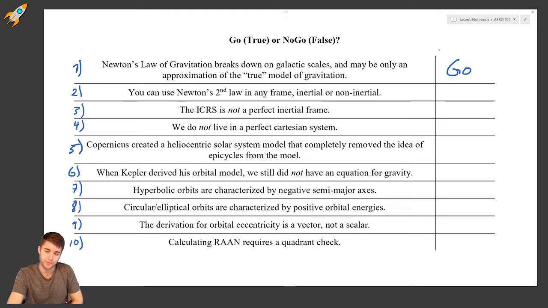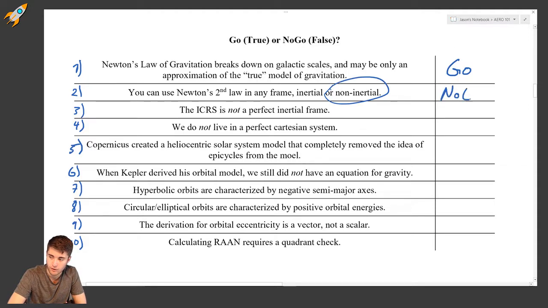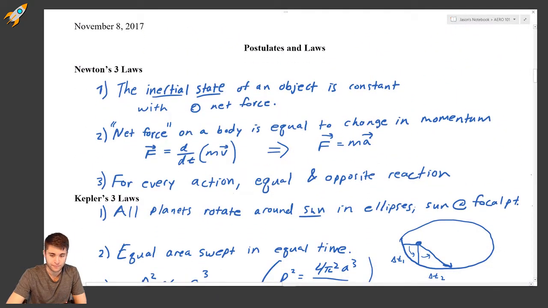So let's take a look at 2. You can use Newton's second law in any frame, inertial or non-inertial. If you go back into the notes, you're able to see that actually, no, you can't use it in non-inertial frames. This is a no-go. Newton's second law, F equals ma, is only valid if you're looking at the force in an inertial frame.